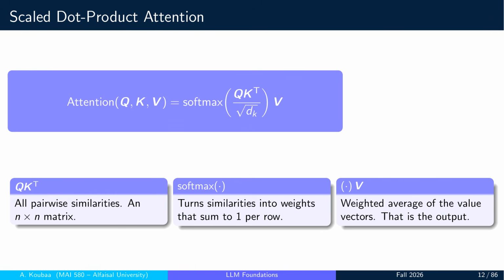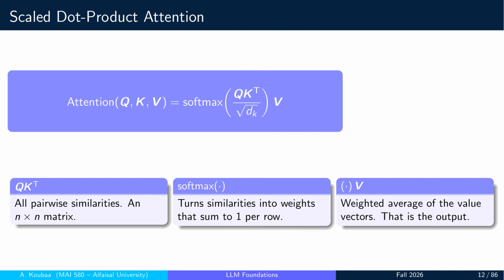Now, we name the equation. Do not treat it as something to memorize. Read it as 3 steps. Step 1, Q times K transpose. This computes all the pairwise similarities between queries and keys. Before I move on, what shape does that produce?